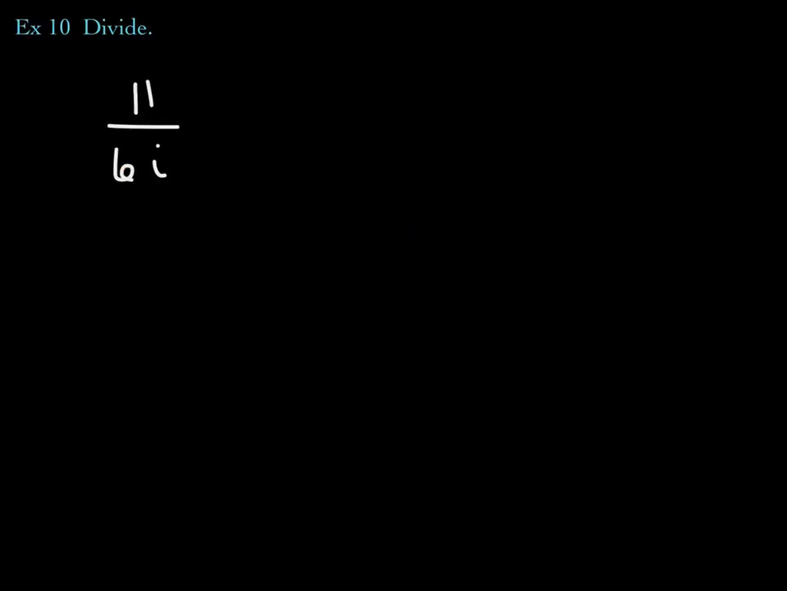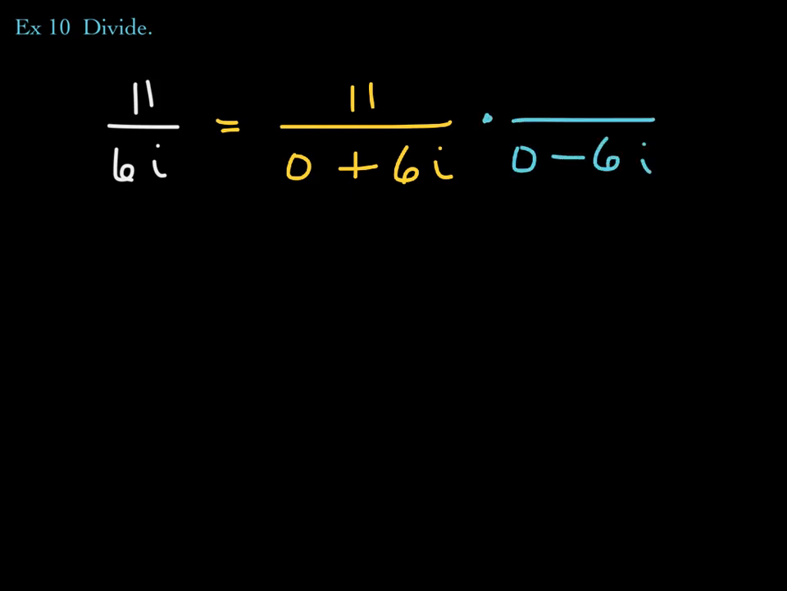All right, last example. Let's divide, and don't forget to write your answer in standard form for a complex number. 11 divided by 6i. This is the first time where what you're dividing by is a pure imaginary number. I want you to realize something, that the denominator can be rewritten as 0 plus 6i, can't it? Now that's important to see because now we multiply by the conjugate of the denominator. The conjugate of the denominator is just 0 minus 6i, right, everybody?